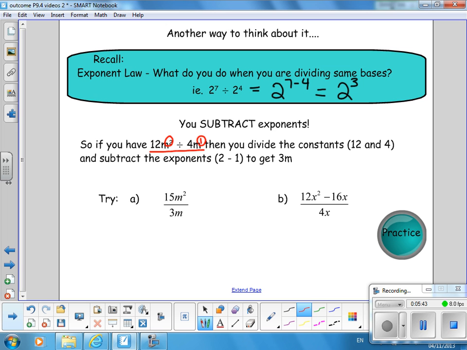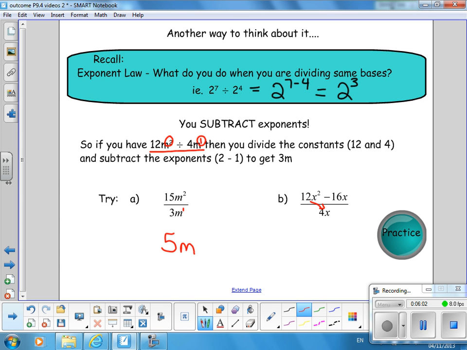So if we're looking at this first one here, 15m squared divided by 3m. 15 divided by 3 is 5. M squared divided by m, 2 subtract 1 is just 1. We do not have to write an exponent of 1. So our answer is 5m.